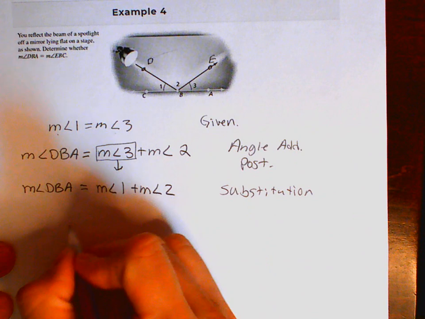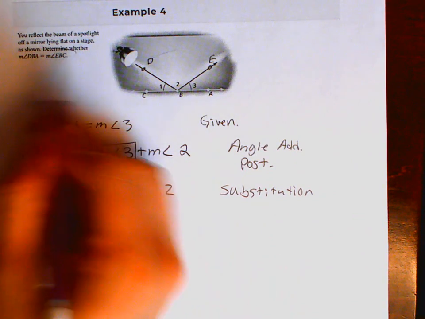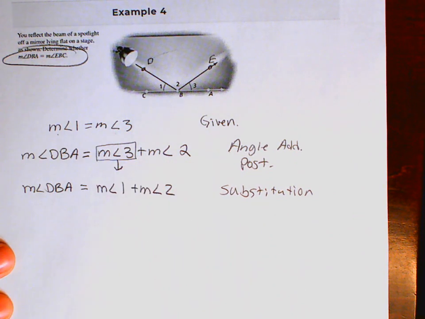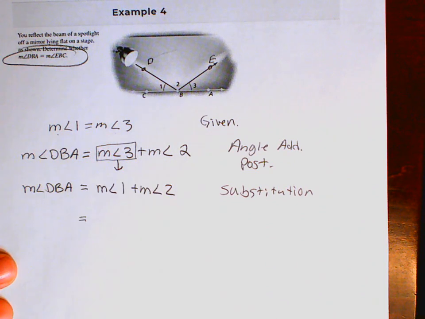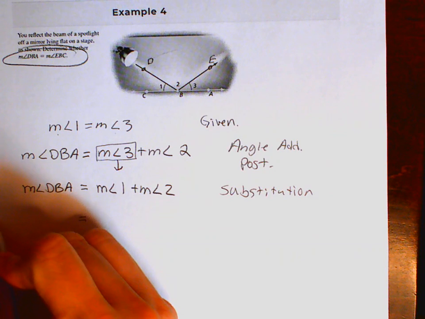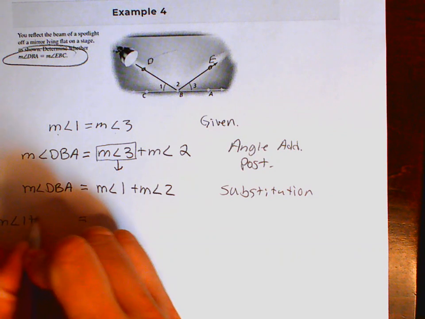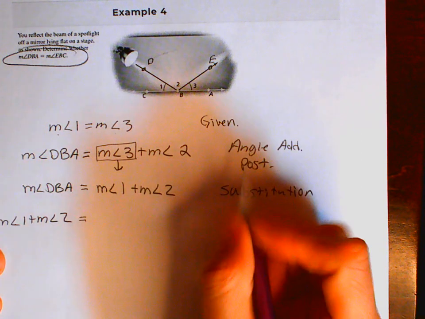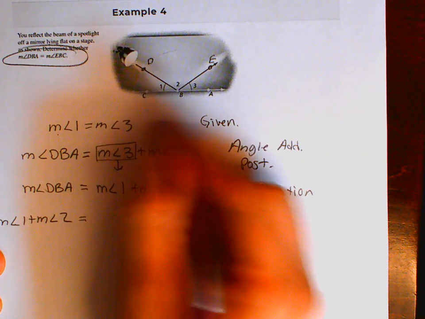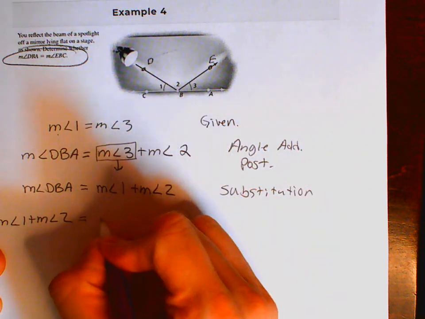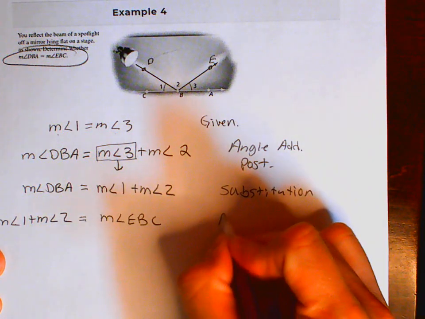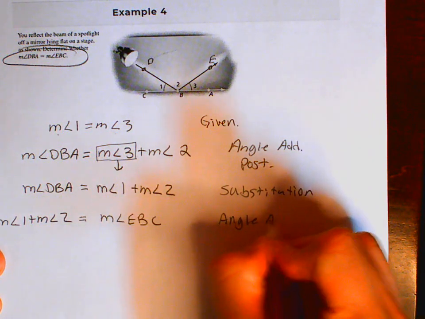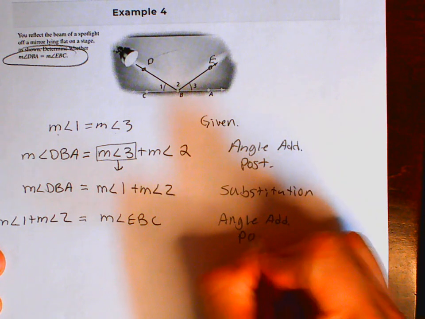Now, what am I trying to show? I'm trying to show that this right here is true. Looking at the diagram, we know that the measure of angle 1 plus the measure of angle 2 is equal to the measure of angle EBC. And that is the angle addition postulate.